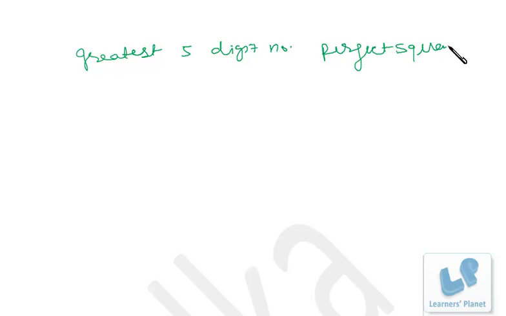Now friends, let's try the next question. Here the question is, we have to find out the greatest number of 5 digits, that's a perfect square. Greatest 5-digit number, that's perfect square. Okay, so what is the greatest 5-digit number? That's 99999. But this is not perfect square, obviously.